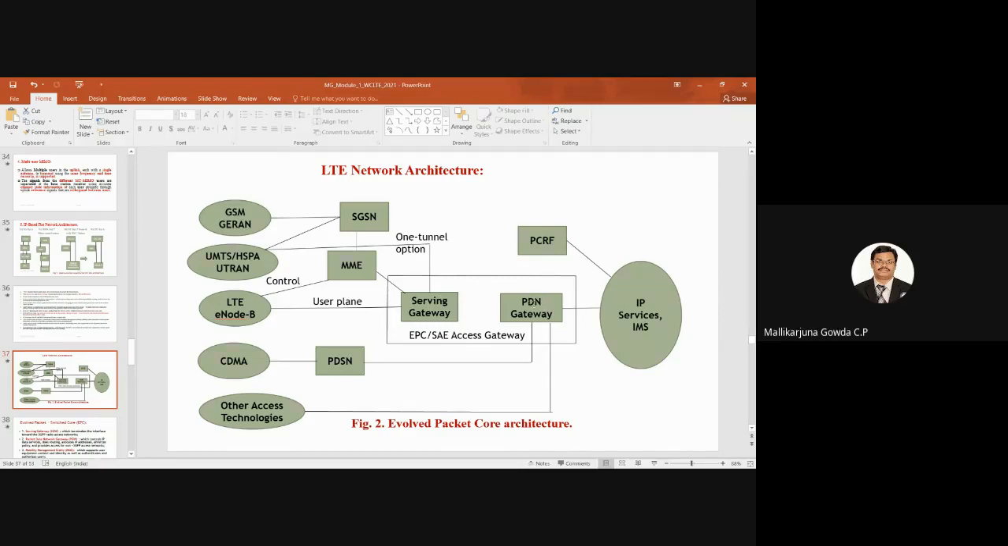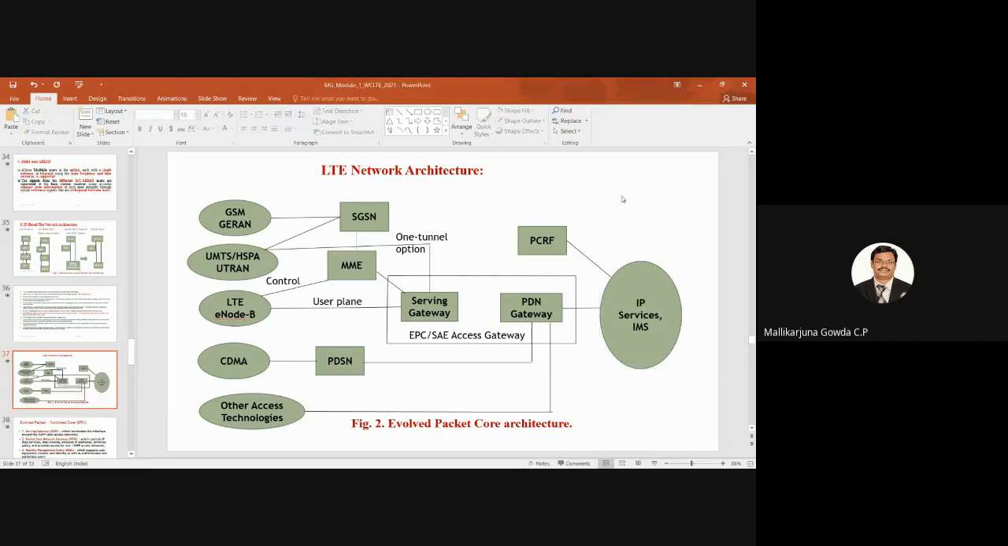PDN means packet data network gateway. These two network elements, that is serving gateway and packet data network gateway, are together known as evolved packet core or system architecture evolution access gateway. So this is the EPC network, we say. Evolved packet core means serving gateway and P gateway, or just PDN gateway also we say. Then from PDN gateway, it is connected to IP services, IMS and other things. So this is how the LTE network elements are, and even this PCRF is connected to this one.